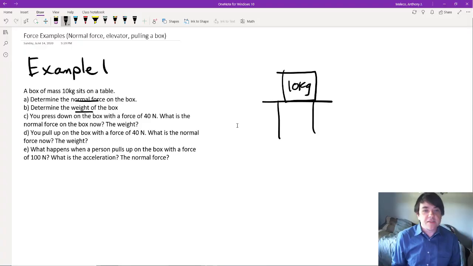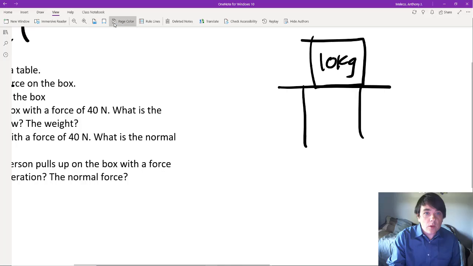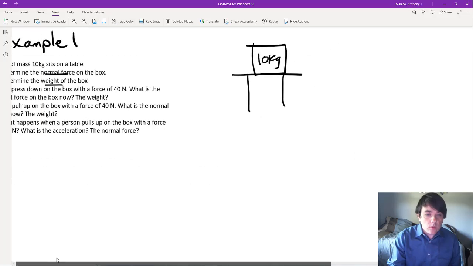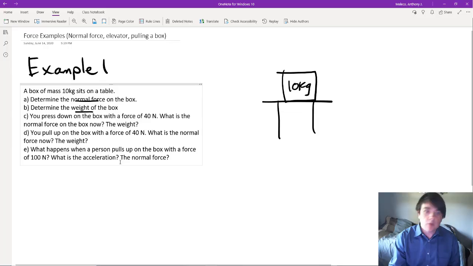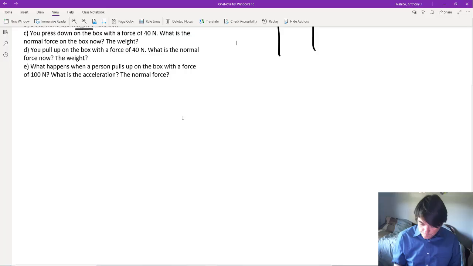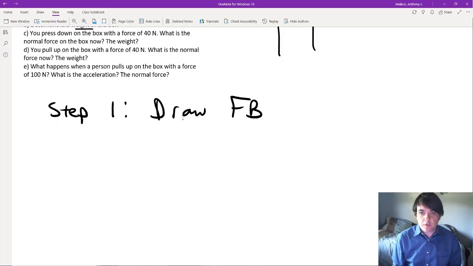Then we want to do various scenarios with it where you're pressing down on the box, pushing down on the box, lifting it up, and then what happens when a person pulls up on the box with a force of 100 newtons? What's the acceleration? What's the normal force? So step one for every single type of question like this where we're dealing with forces is to draw a free body diagram, okay? And we'll need a couple of these.